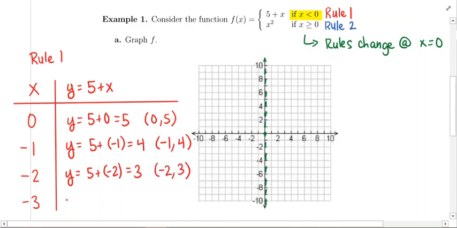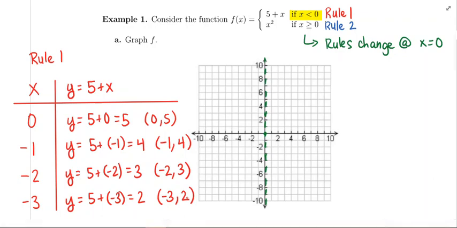And then I'll do one more. If x is -3, the y value is going to be 5 plus -3. That's going to be +2. So if x is -3, y is +2. Okay, so we get 4 points to plot. And you can pick more x values. The more points you plot, the better idea you get of what this looks like. We're going to go ahead and plot these points.